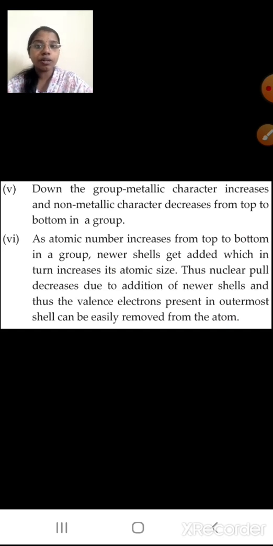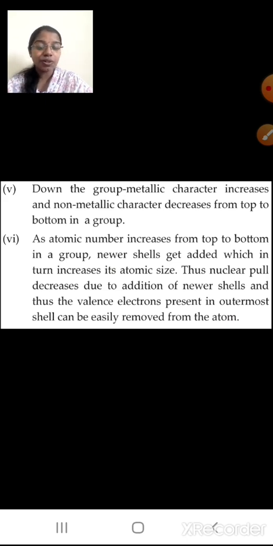Now from top to bottom, if you see in a group, then it is reversed. Yes, metallic character will increase and non-metallic character will decrease. As the atomic number increases from top to bottom in a group, newer shells get added, which in turn increases its atomic size.